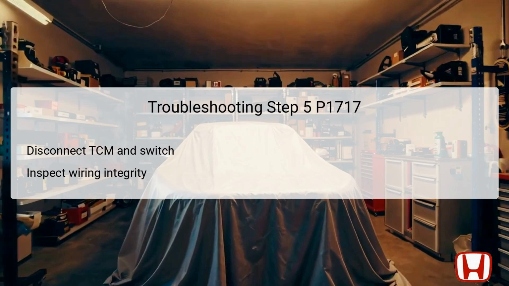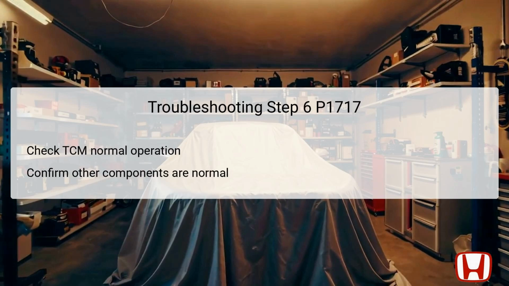This inspection requires the TCM to remain disconnected while checking for continuity on the wiring between the connectors. Ideally, there should be less than 1 ohm of resistance. If higher resistance is detected or an open circuit is found, this indicates there is a fault in the wiring that must be traced and resolved to ensure reliable communication between the switch and TCM.